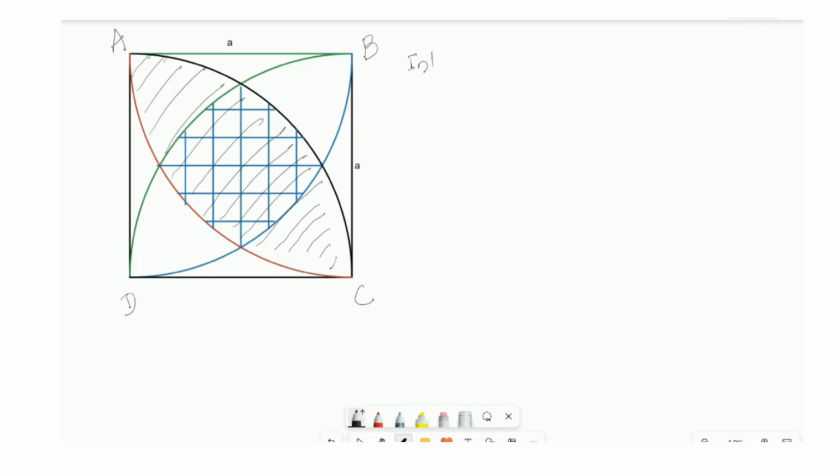Intersection area of black and red area. Okay, now this intersection area is that shaded area.